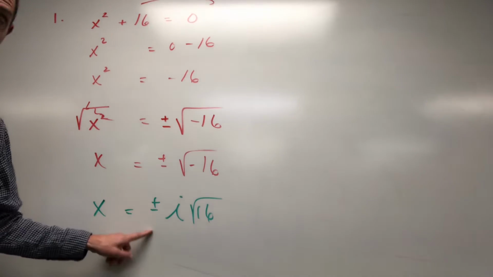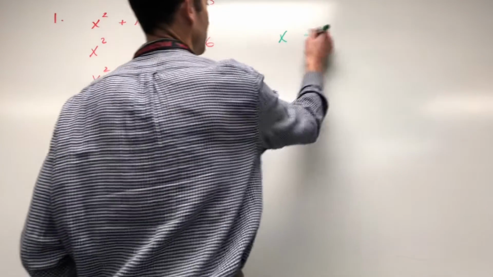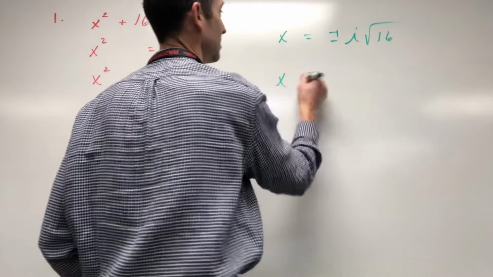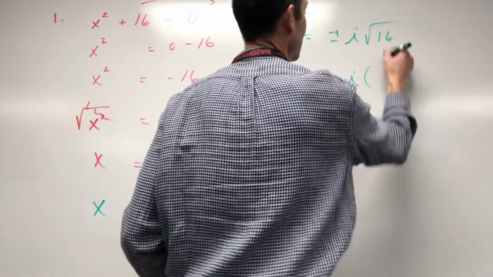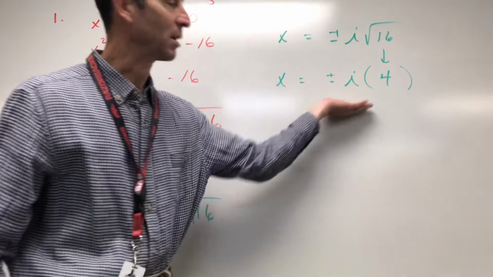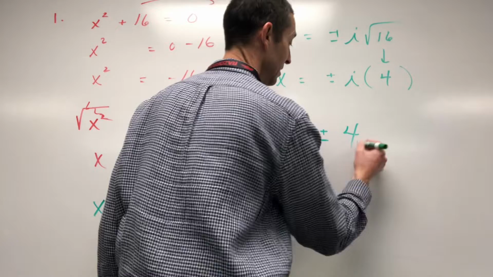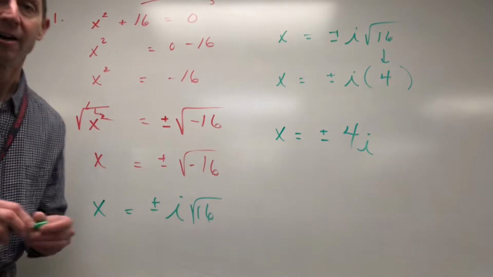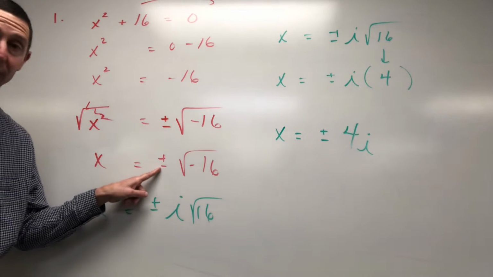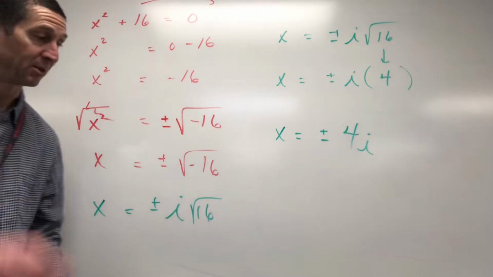Okay, so I'm keeping my plus or minus. I now have an i, but I actually know the square root of 16. So the square root of 16, that's just going to be 4. And how we write this, x is equal to two answers, a positive and a negative 4i. All right, these are your problems today. Bringing in the square roots, big deal. Don't forget plus or minus. So when you bring in the square root, you've got to have plus or minus.